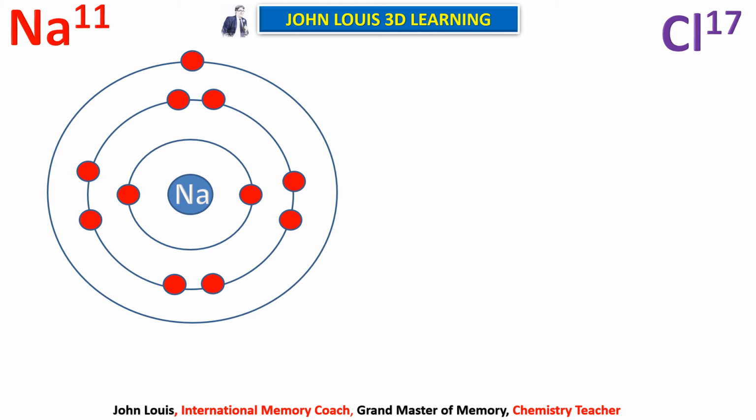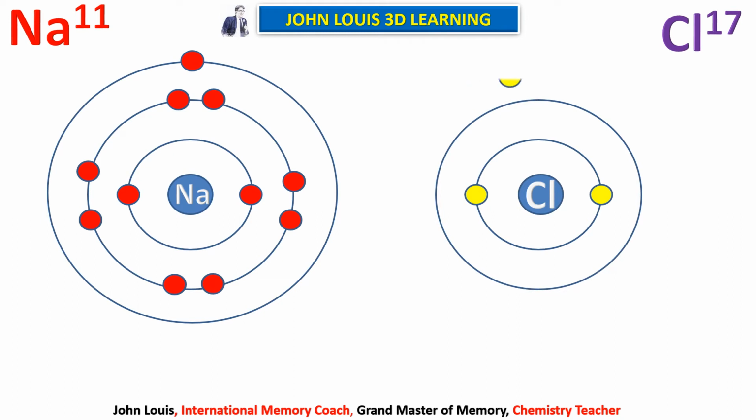So what about chlorine? Chlorine has 17 electrons. How are these electrons filled up in their orbits? This is the nucleus of chlorine. First 2 electrons are filled up in the first orbit. The next 8 electrons will be filled up in the second orbit. So 1, 2, 3, 4, 5, 6, 7, okay, 7 electrons are filled up.